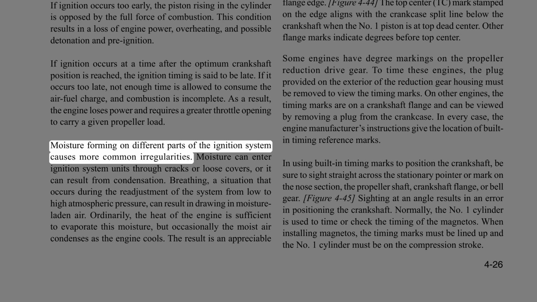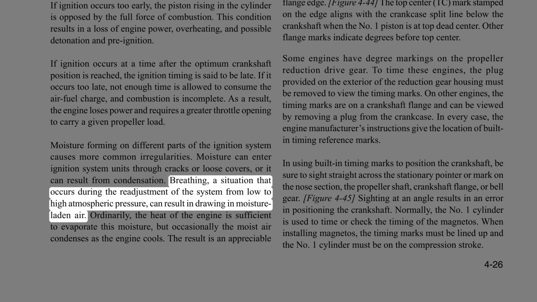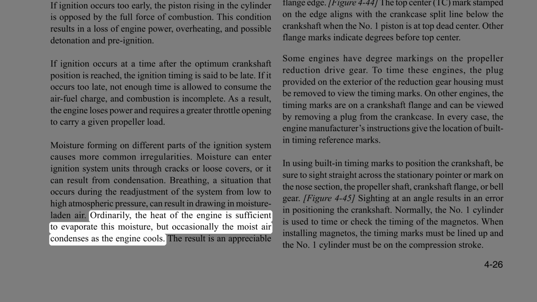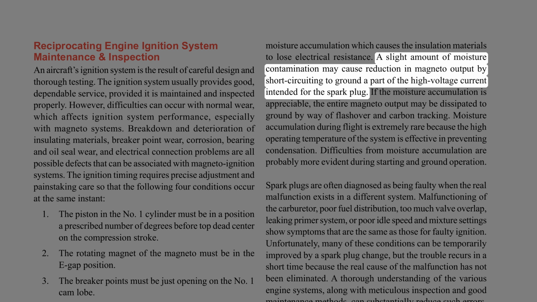Moisture forming on different parts of the ignition system causes more common irregularities. Moisture can enter ignition system units through cracks or loose covers, or it can result from condensation. Breathing, a situation that occurs during the readjustment of the system from low to high atmospheric pressure, can result in drawing in moisture-laden air. Ordinarily, the heat of the engine is sufficient to evaporate this moisture, but occasionally the moist air condenses as the engine cools. The result is an appreciable moisture accumulation which causes the insulation materials to lose electrical resistance. A slight amount of moisture contamination may cause reduction in magneto output by short-circuiting to ground a part of the high-voltage current intended for the spark plug.